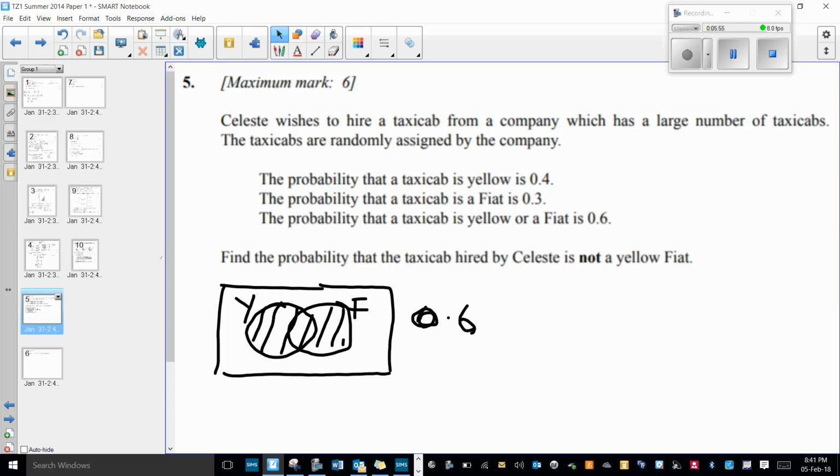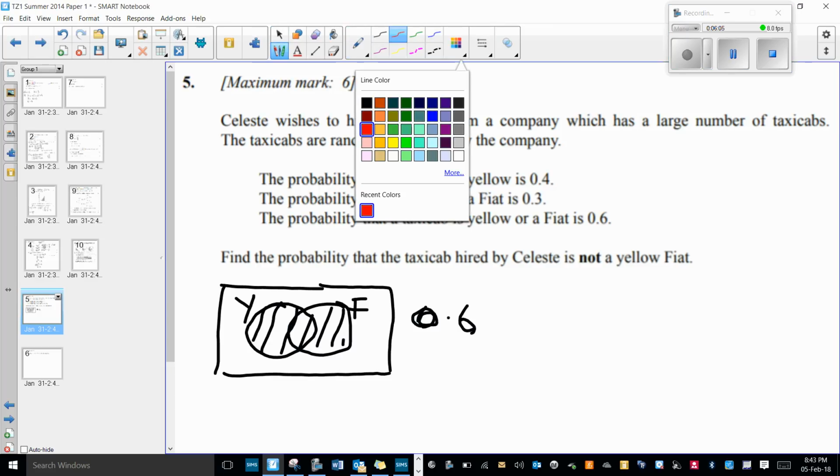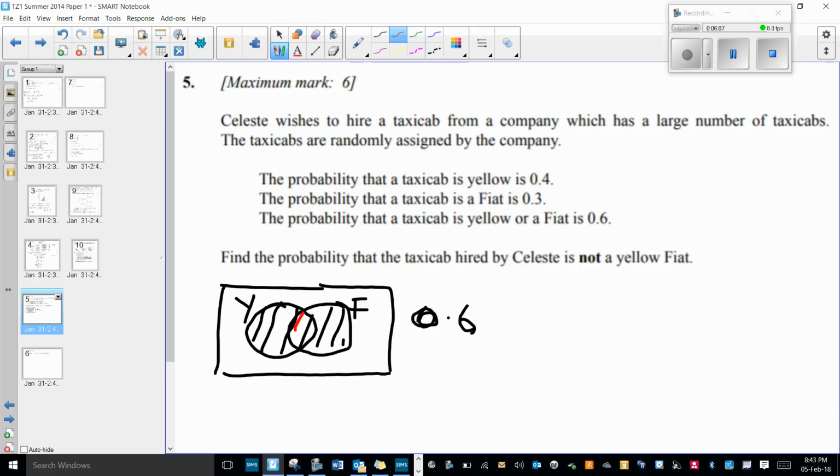Alright, so we know that part's 0.6. So, how is this going to work? So, in here, that would be a yellow Fiat. So in that section there would be a yellow and a Fiat. Now we want to know the probability that it's not a yellow Fiat. So in other words, we need to find everything other than this portion here.